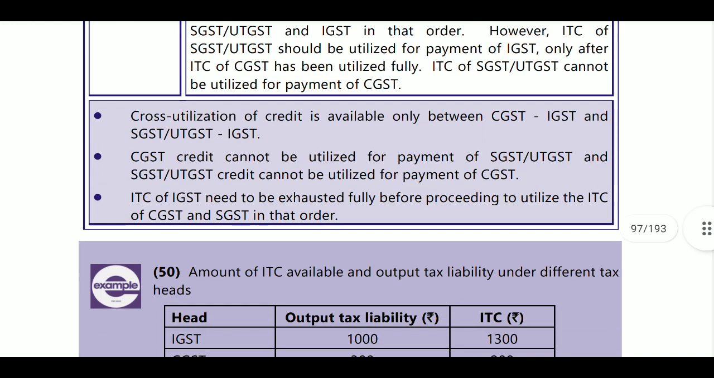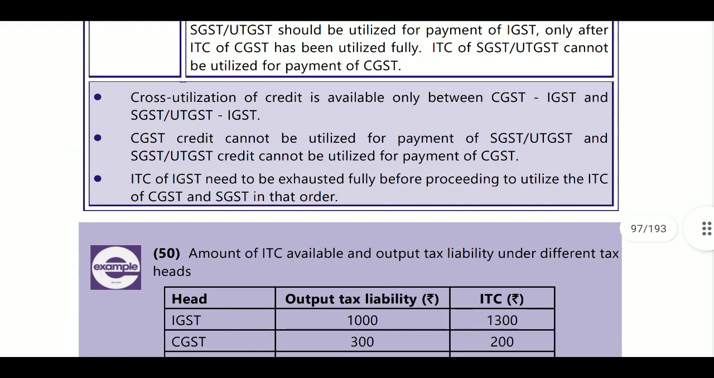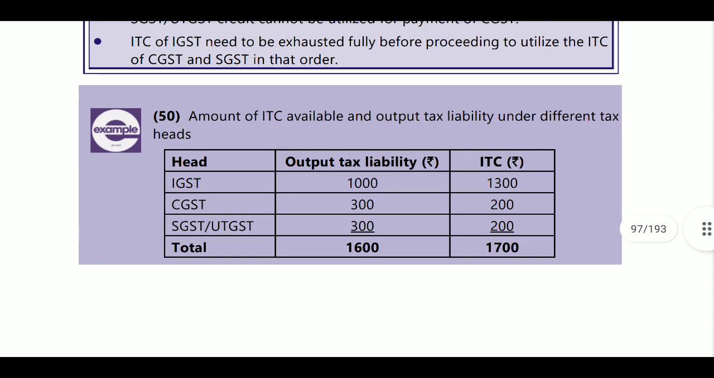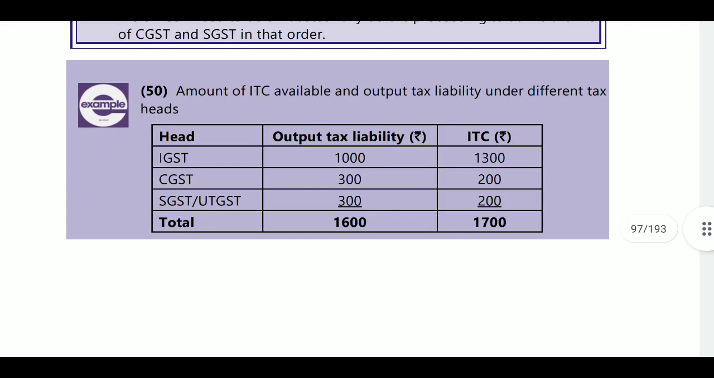Next, CGST credit cannot be utilized for payment of SGST or UTGST, and SGST credit cannot be utilized for payment of CGST. Example number 15. What is there in example number 15? That is the heads of SGST credit, CGST credit, output tax liabilities. There are heads of IGST, CGST, SGST. Next, output tax liability will be 1000, 300, 300. Next, ITC available will be 1300, 200, 200.